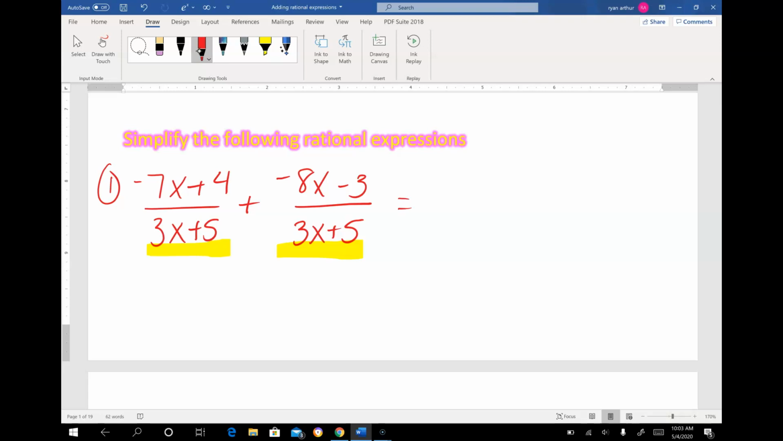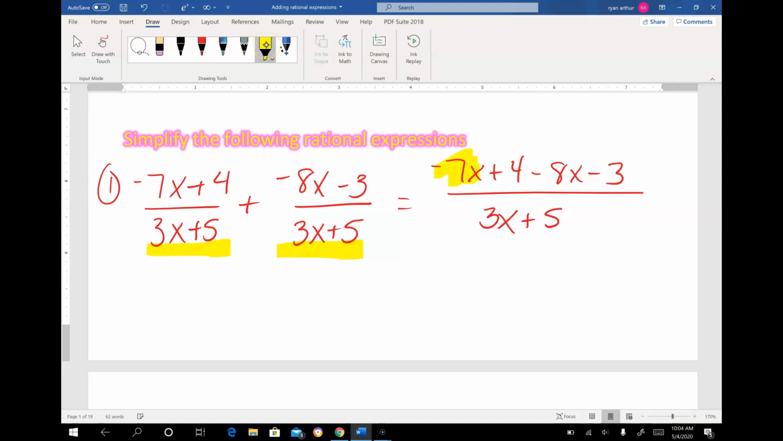And sometimes you have them like that. I've seen them on tests, and kids are like, what do I do? So I make sure I go over one. If they have a common denominator, it's just that simple. You just combine the top. So I'm going to combine the top. We're going to make it one big fraction. 7x plus 4, the plus and minus is just going to be minus 8x minus 3, all over their common denominator of 3x plus 5. After that, you clean up your like terms.